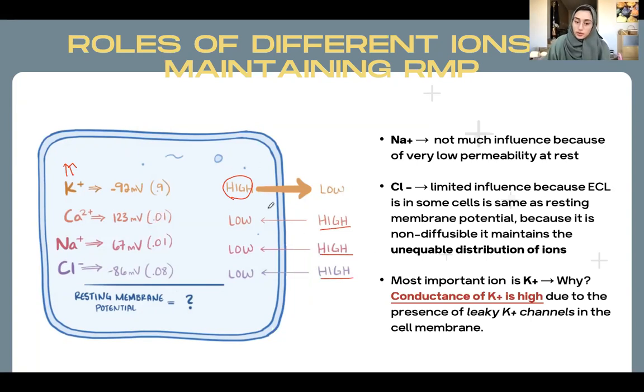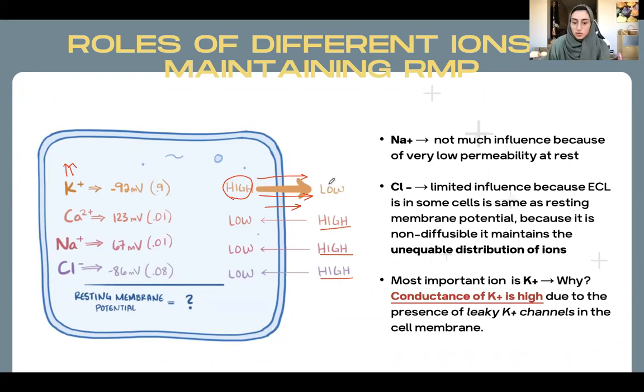That's one thing. Second thing is that the conductance of potassium is the highest, okay? What does that mean? It means you have a lot of channels that enable potassium to go from the inside to the outside, or basically across the cell membrane. So potassium is the most permeable. It's the ion that can move the most out of everything else, right? So it's most easily movable across the plasma membrane.